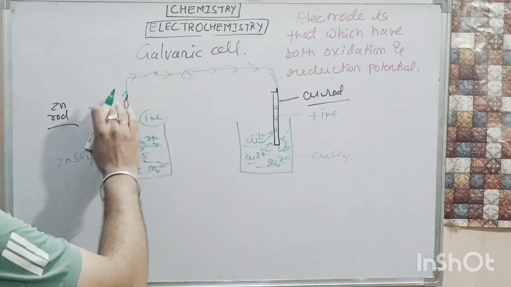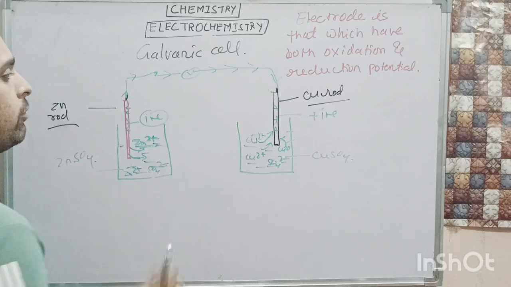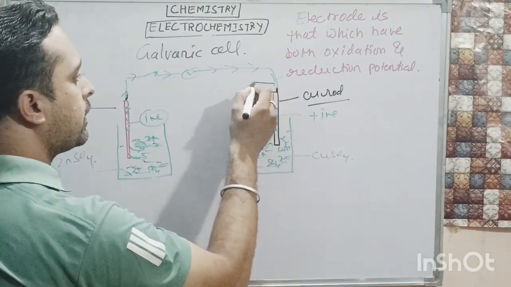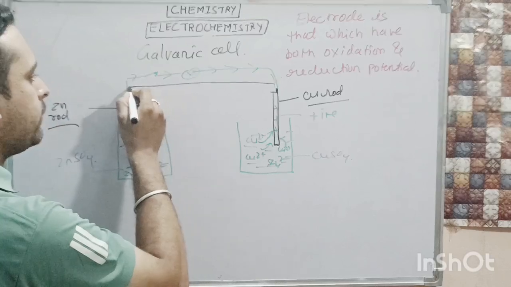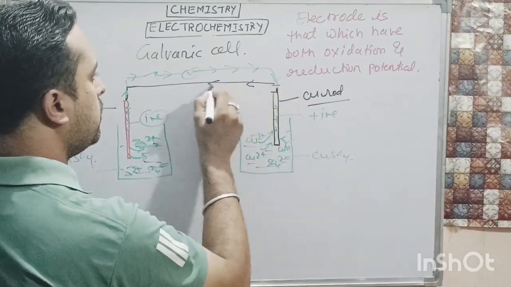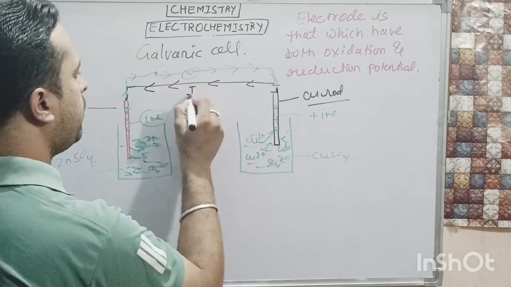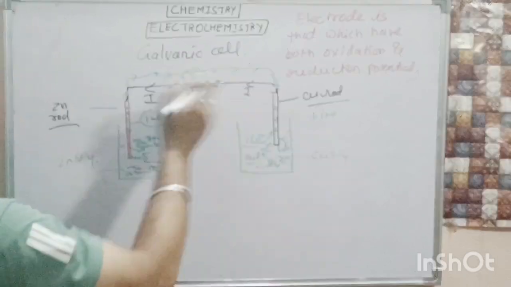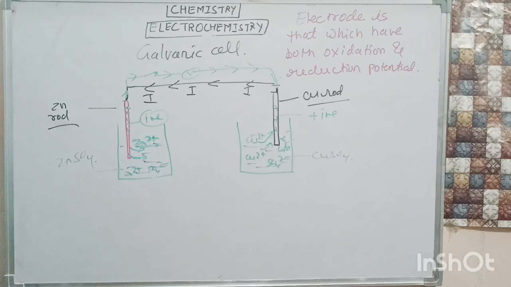Now we can see the flow of electrons is this, then the flow of current, the flow of conventional current, would be from this to this, from copper to zinc rod. This is the flow of conventional current. The flow of current is from copper to zinc rod.